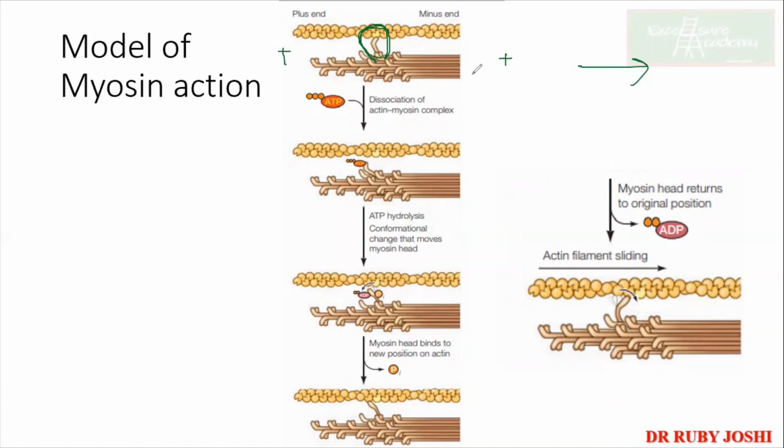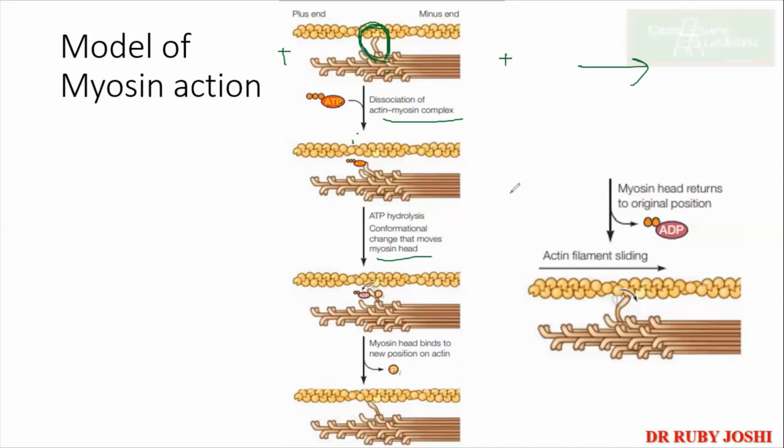ठीक है. Now it is a dissociation of actin myosin complex when ATP is being added. तो पहले क्या है? In the absence of ATP, it is making an interactions with the actin filaments. अभी आपने ATP bind किया है. ठीक है. Now ATP hydrolysis is there. This results in the conformational change, which will result in the movement of the myosin head.